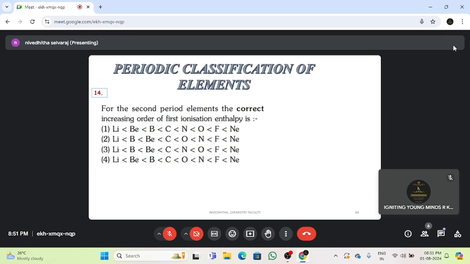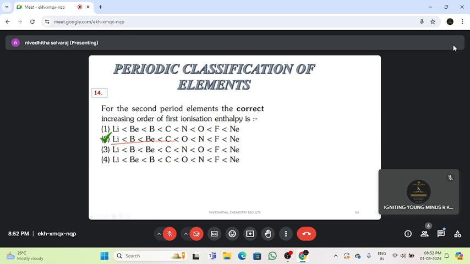For the second period elements, the correct order of first ionization enthalpy. Very easy. Cakewalk. Ma'am, option B. Very good. Option B. This order we already know, right? And among oxygen and nitrogen, nitrogen has a half-filled configuration. So nitrogen will have higher ionization energy than oxygen. So the second one is the right answer. Is that clear? Shall we move on to the next question?